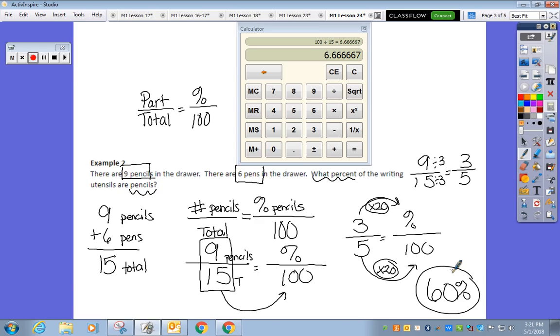So what's important in this problem is we had to do some math to find our total first, and we also had to simplify our fraction because the two numbers that were across from each other did not work out equally when we divided them. We got a big long repeating decimal. Now if you just get a quick decimal like a 6.5, you can work with 6.5. But if you get a long repeating decimal, you're going to want to try and simplify first.